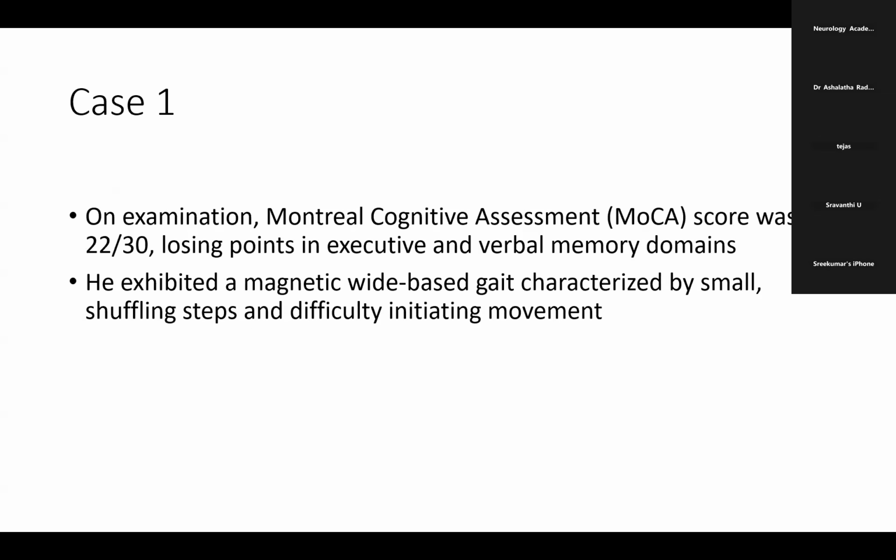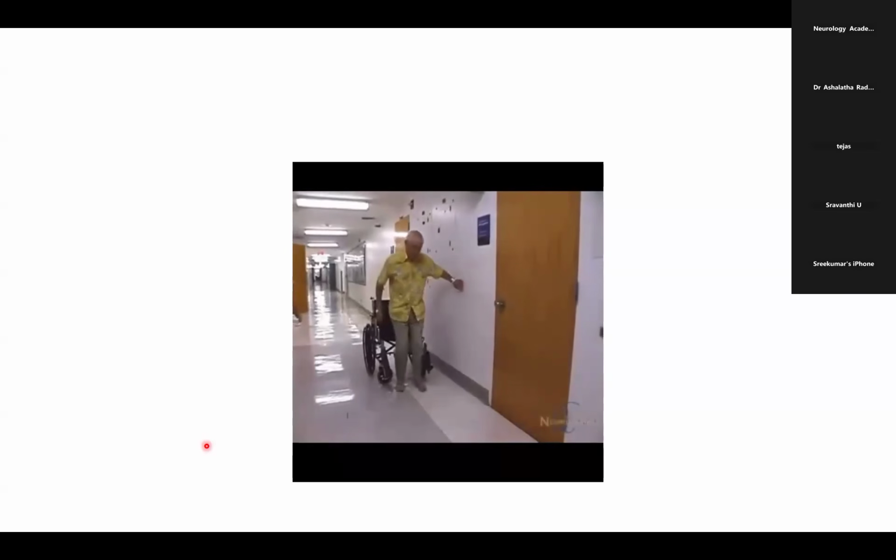For 3 months, his verbal responses had been slower, and he also reported urinary urgency and frequency with occasional episodes of incontinence. On examination, a cognitive assessment using the MoCA, Montreal Cognitive Assessment, score was 22 out of 30. He has lost points in executive and verbal memory domains. On gait examination, he had a magnetic wide-based gait characterized by small shuffling steps and difficulty initiating movement. Here is a video in which we could see the patient's gait.